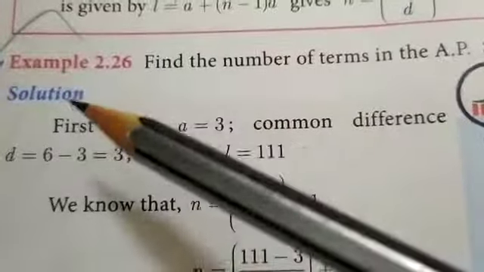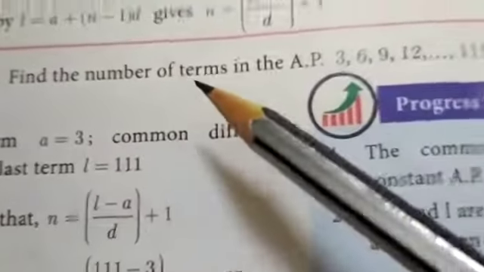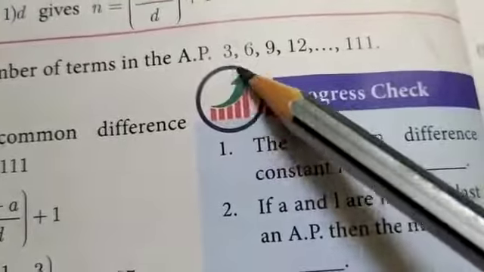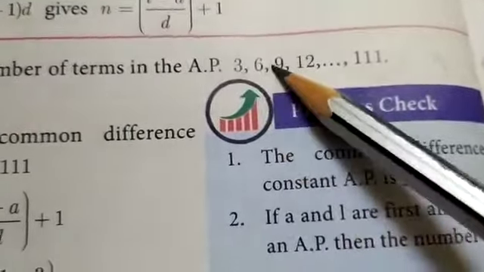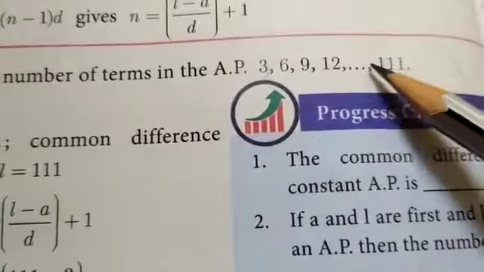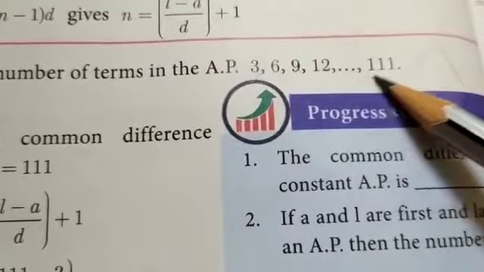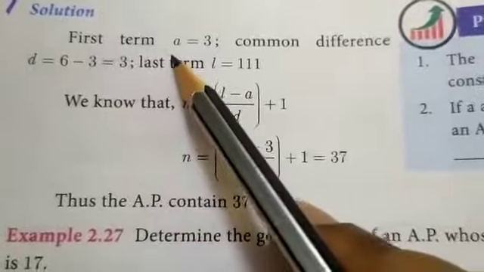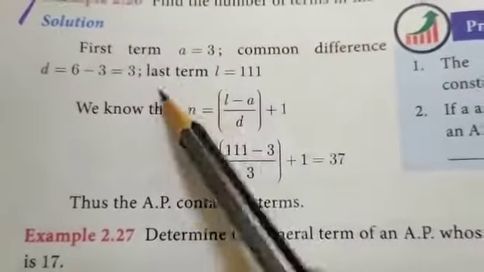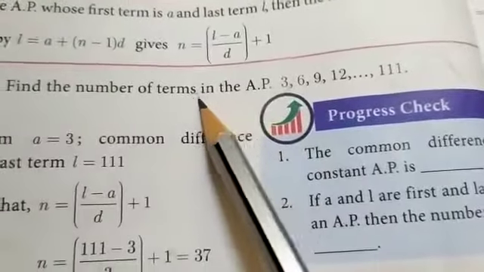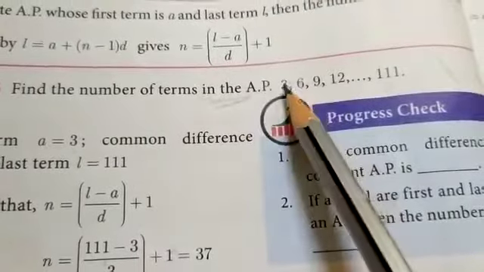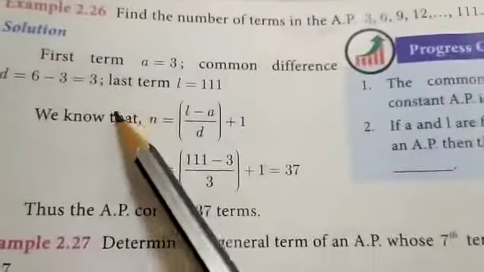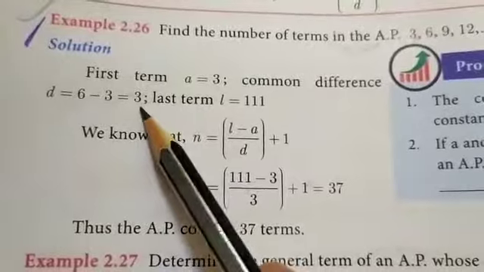So our next example is number 2.26. We have to find the number of terms in the AP 3, 6, 9, 12 and so on. Sorry, it is given till 111. So the first term a equals 3. The common difference is also given, it is an AP, so we'll just do T2 minus T1. So we'll get 6 minus 3, which is equal to 3.